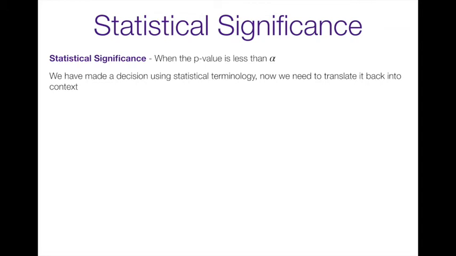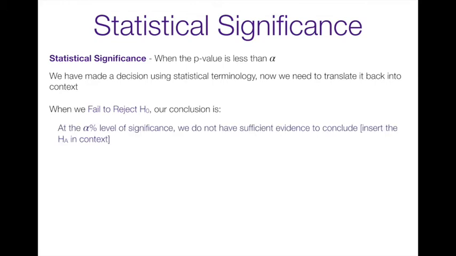Now, up until this point, we've talked about making the formal decision of the test, and we do it in stats language. But we need to translate it back into context. That way, someone who isn't familiar with stats could still understand what decision we made. And we've got a little template for that, just like we had a template for interpreting confidence intervals. So if we fail to reject the null, our conclusion looks like this. At the alpha % level of significance, we do not have sufficient evidence to conclude blank. And then you insert the alternative.